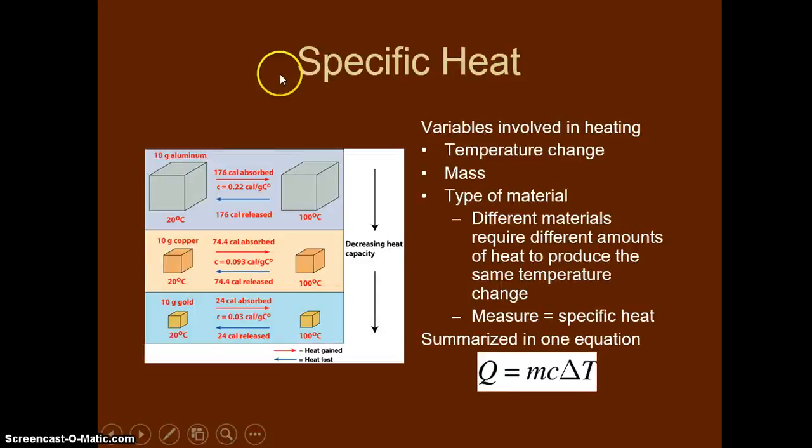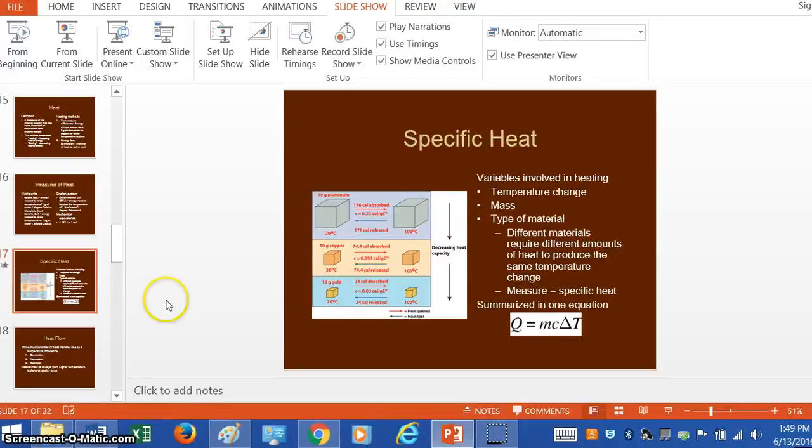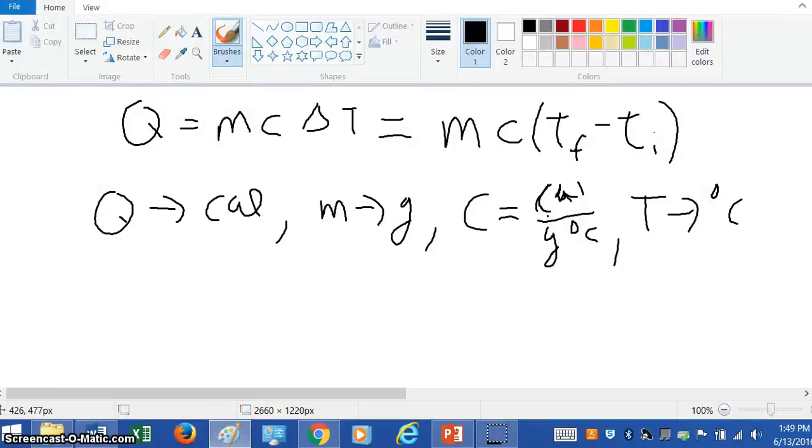All right, so we're going to do a specific heat example. I think I'll use aluminum at first. And so remember, here's the equation Q equals mc delta T. Let's take a closer look at that. Okay, so Q equals mc delta T.